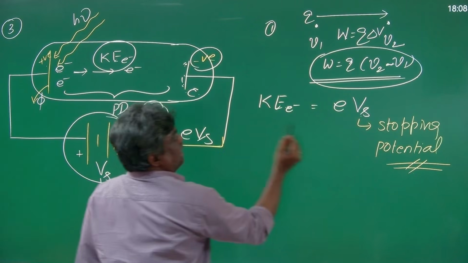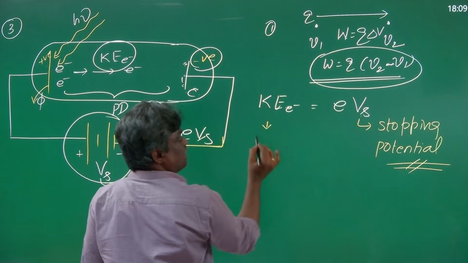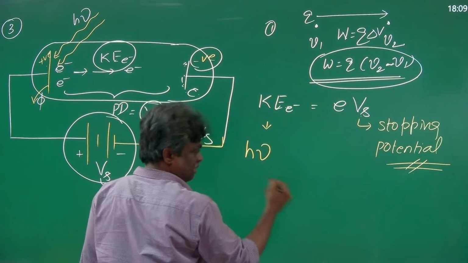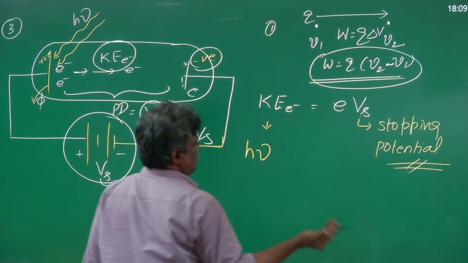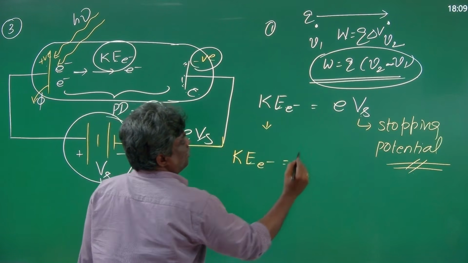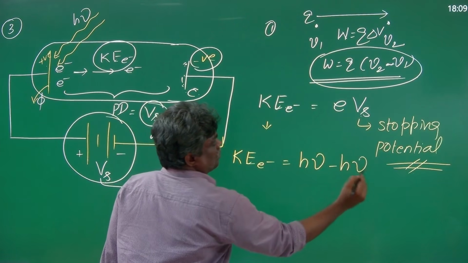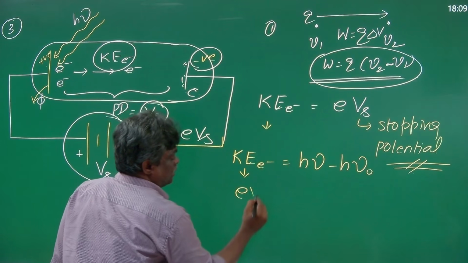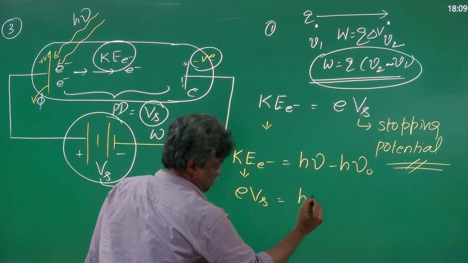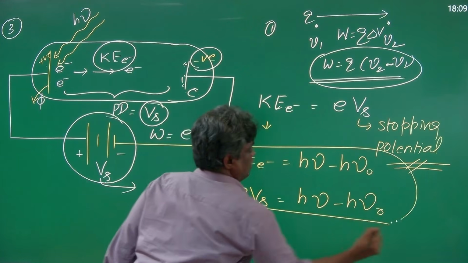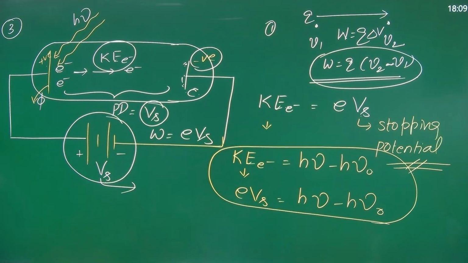So kinetic energy must be equal to eVs. Kinetic energy, we already got the formula. Could you please tell me how much it is? Very important. Kinetic energy of the electron equals, we already know one more formula, kinetic energy equals h nu minus h nu naught. Is it right? Come on.